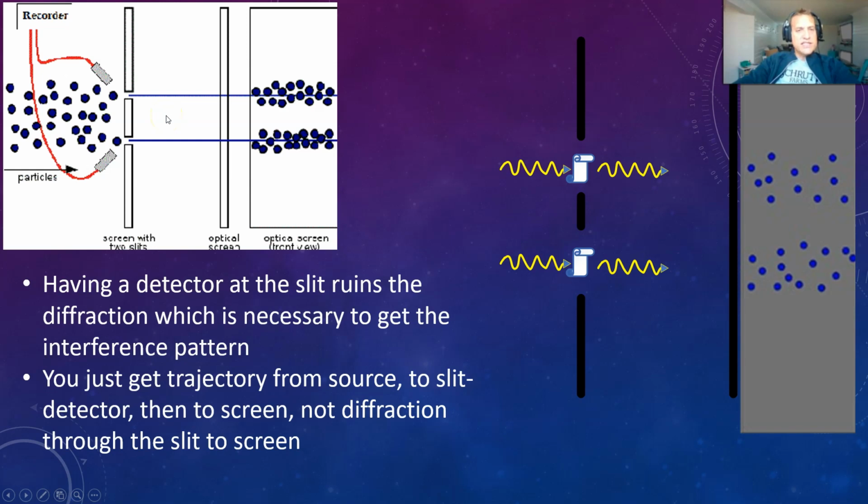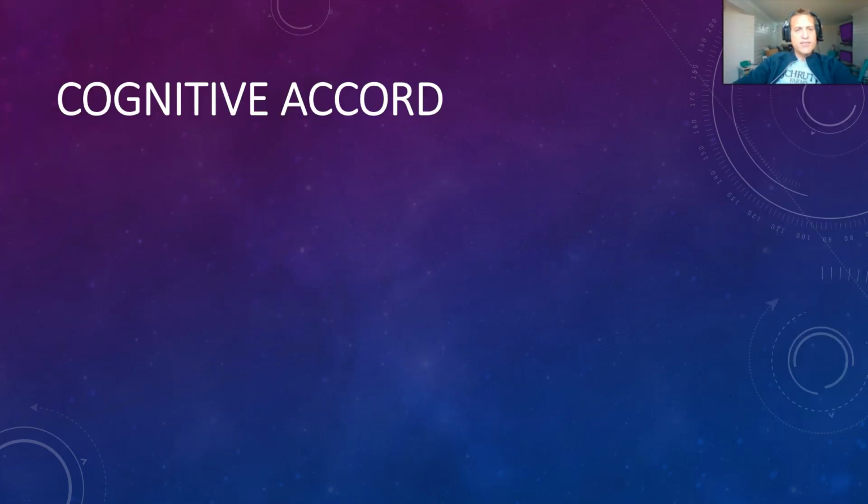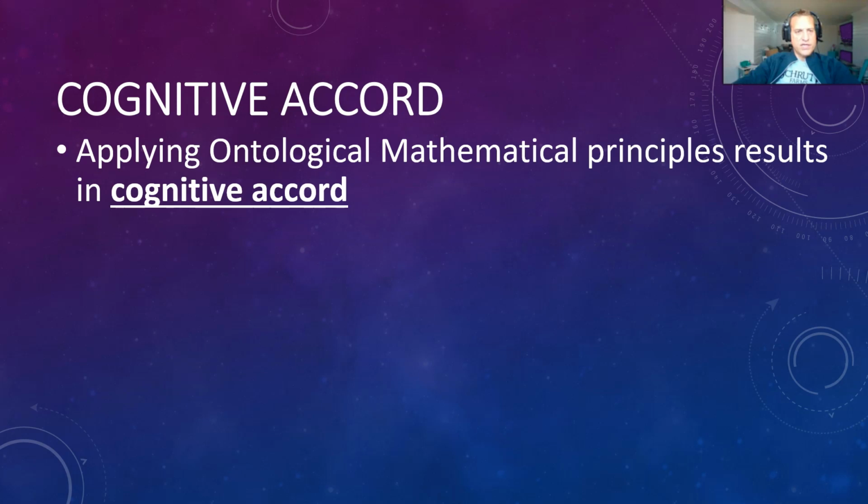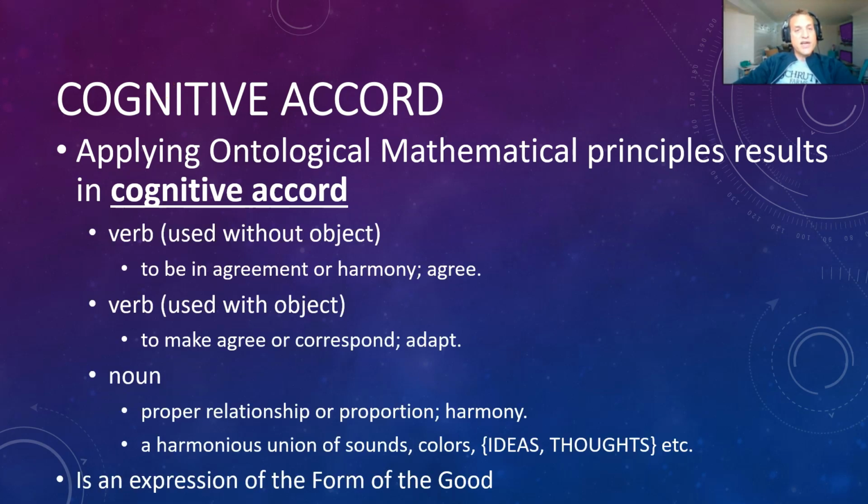So yeah, it's easy to explain. We can explain all this now quite easily. So, cognitive accord. Applying ontological mathematical principles results in cognitive accord as opposed to cognitive disparity or cognitive dissonance. So accord, what do we mean by accord? To be in agreement or harmony, to correspond, proper relationship, proportion, harmony, harmonious union of sounds, colors, and especially ideas and thoughts. So it is an expression of the form of the good, obviously. Cognitive accord, what would you call that? Yeah, that is an expression of the form of the good.